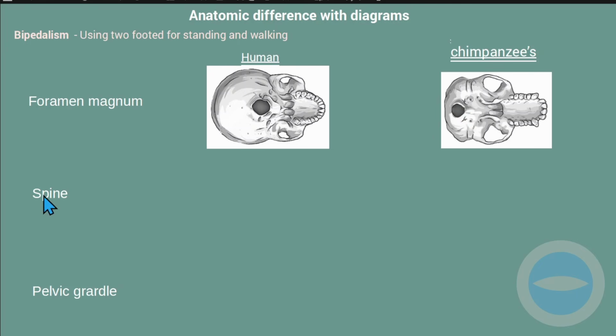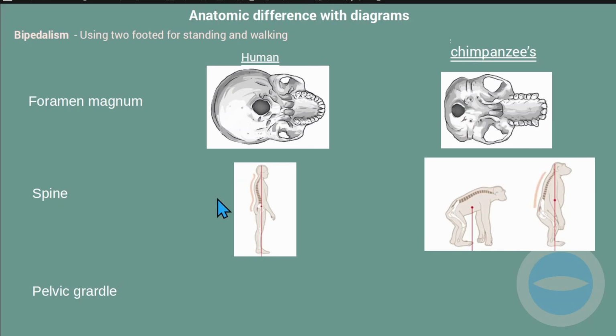at the back. And then as you can see, this is the spine of a human. It has an S shape. This S shape enables us to stand with only two feet. But as you can see, in the chimpanzee the spine is not S-shaped, it's somewhat L-shaped. And this makes it difficult for it to stand. As you can see, when it stands, it's not balanced.